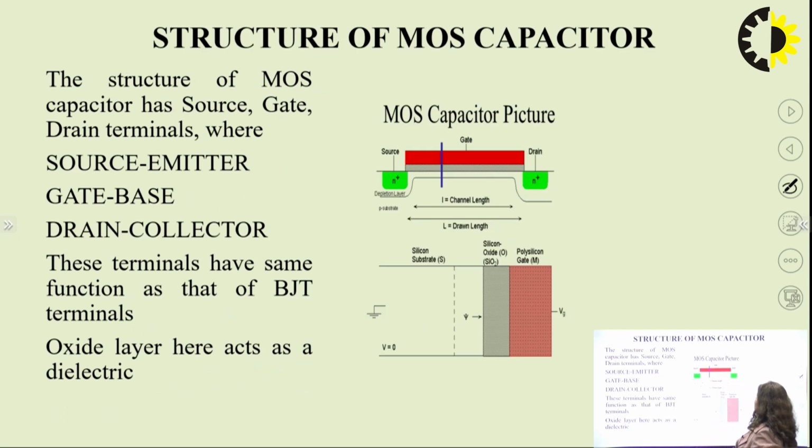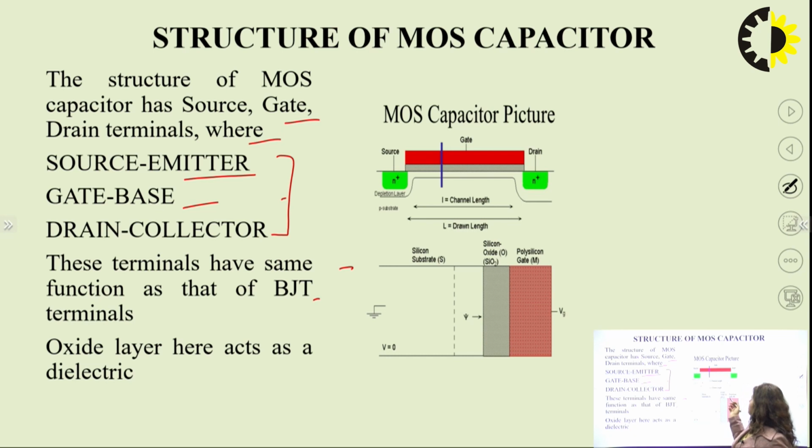So the structure of the MOS capacitor has source, gate and drain terminals. As I have told you, it has 3 terminals: source, gate and drain. In the same way as in the BJT, the source is the emitter, the gate is the base and the drain is the collector. So if you see the analogy between the BJT and the MOS structure, they are similar. These terminals have the same function as the BJT terminals, which I have written here. The oxide layer here acts as a dielectric between the gate and the source.